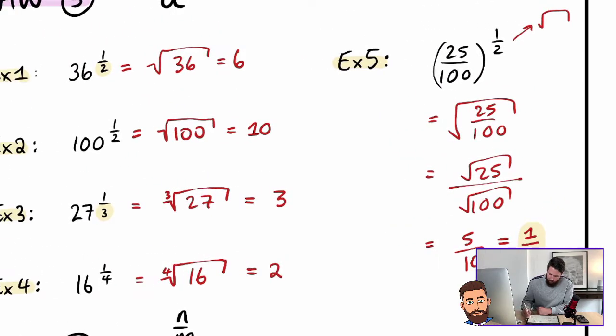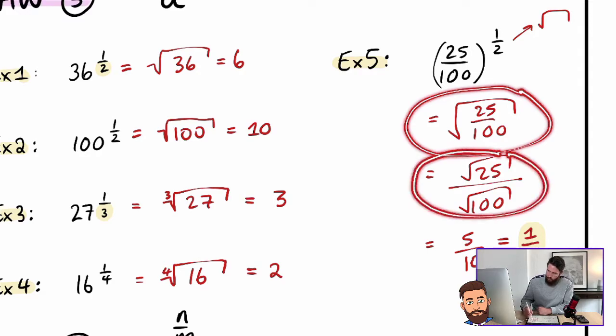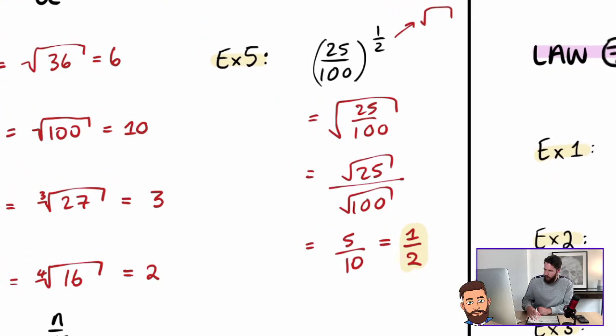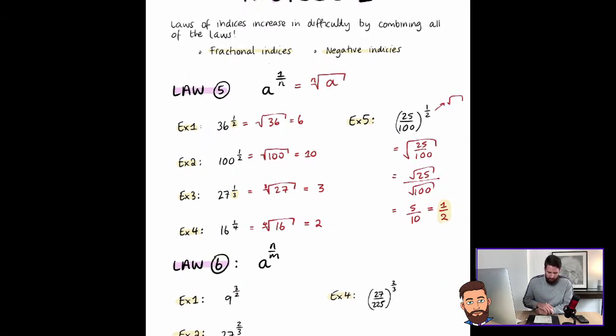So what I've done on that step there, where I've gone from the square root of 25 over 100 and broke it into 2 different square roots on top of each other, is a surds law, which if you haven't already, go and watch the surds lessons.